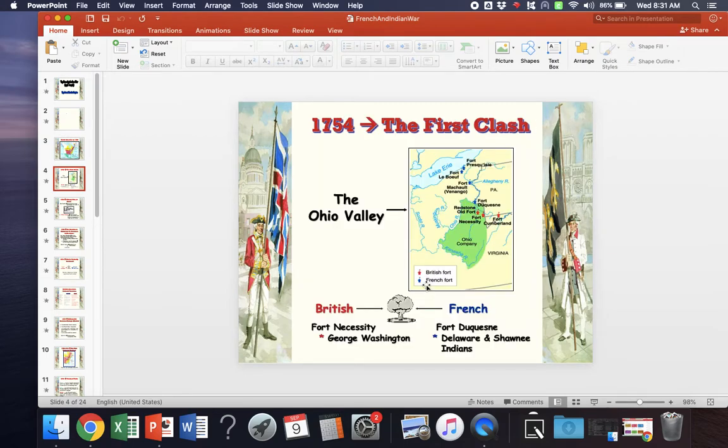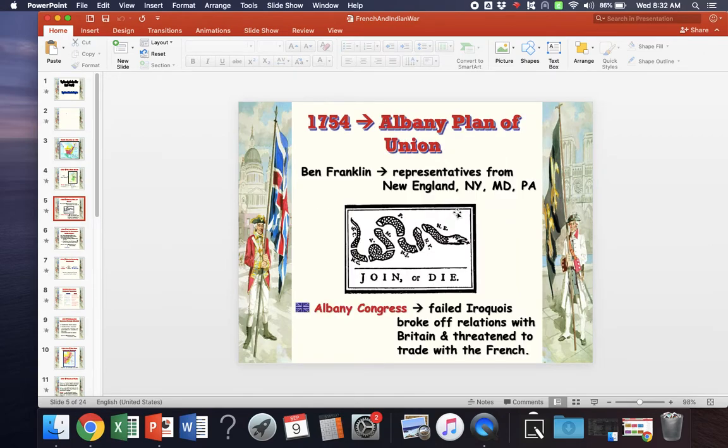So our first clash, we already talked about that, is in the Ohio Valley up by Fort Necessity, the Ohio Valley, and again, look at where this is at. This is western Pennsylvania and the eastern regions of Ohio. And here is, from yesterday, the little flag that I was telling you about that a lot of people believe is associated with the American Revolution. It's really the French and Indian War, and it's this idea that if we don't all work together to try to band as 13 solid colonies, we're going to die.